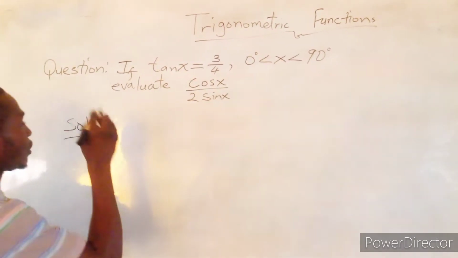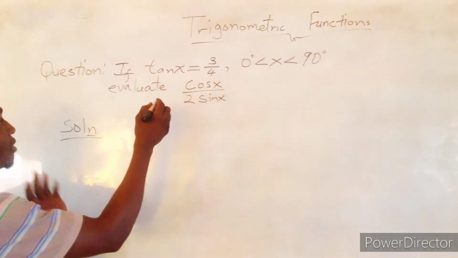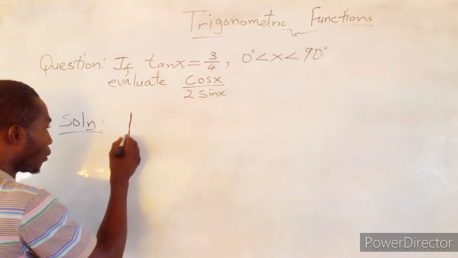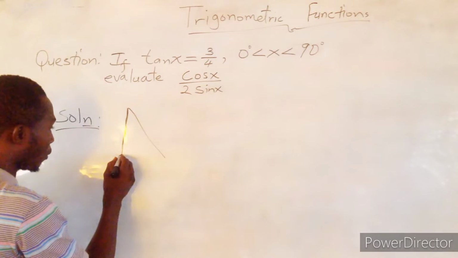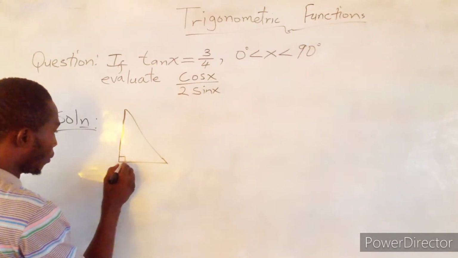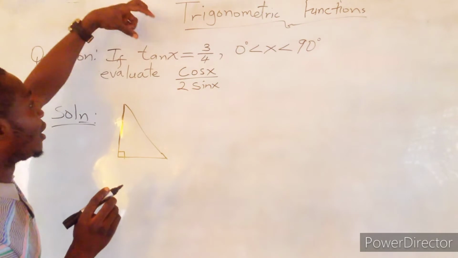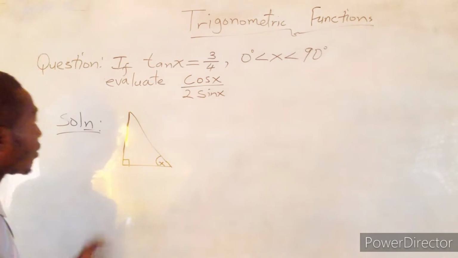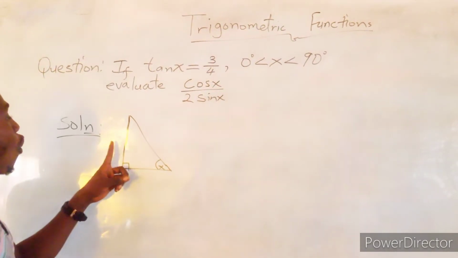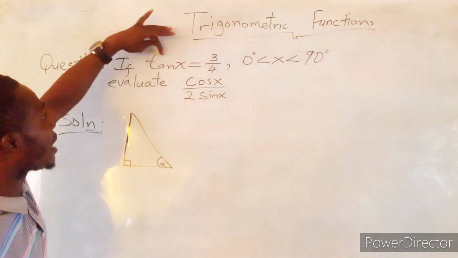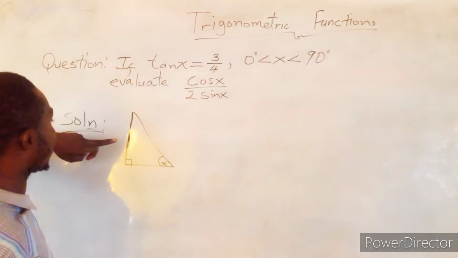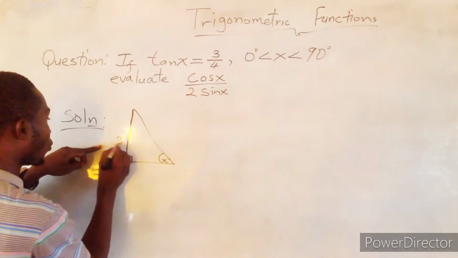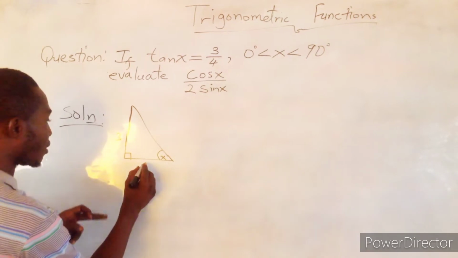So on our solution, we say since tangent of x is 3 over 4, we draw our right angle triangle here. And we know that the tangent of x, so we have the angle x here. So tangent is opposite over adjacent. Since tangent of x is 3 over 4, it means the opposite side of the angle x is 3, and the adjacent side is 4.